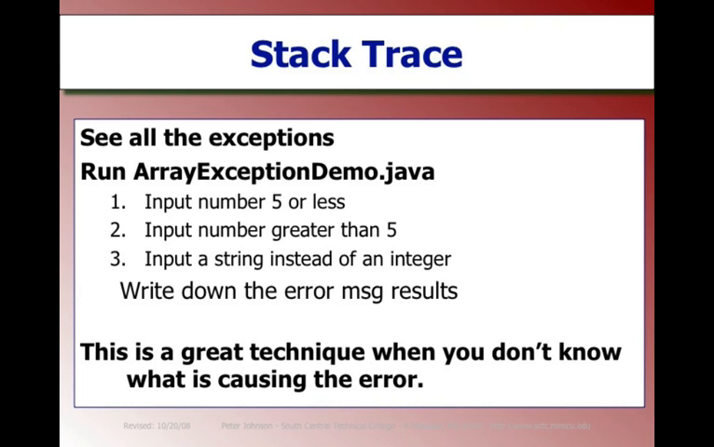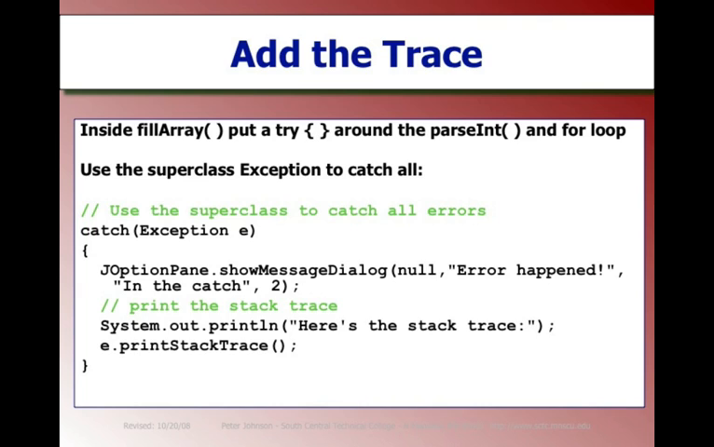The other thing is to write down the error results, because you can already see how that affects which exception you use. Now this is a really nice technique called a trace, and what the trace will do is it will show you the stack or what's in the memory. So find the fillArray method, and inside the fillArray method put a try clause, so it's try and the 2 curly braces around the parseInt and the for loop. So you're gonna put a safety net around the parseInt and the for loop.